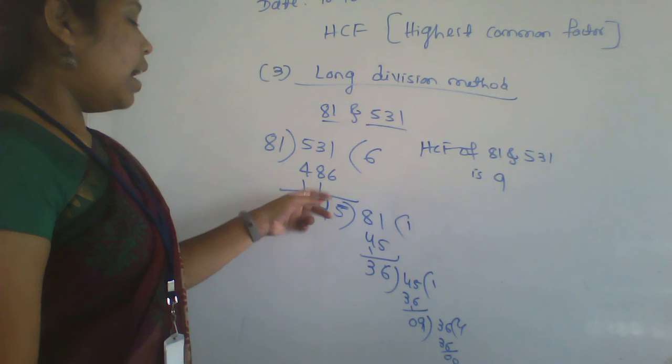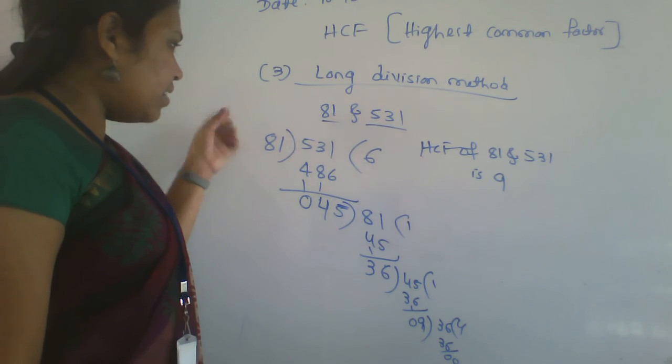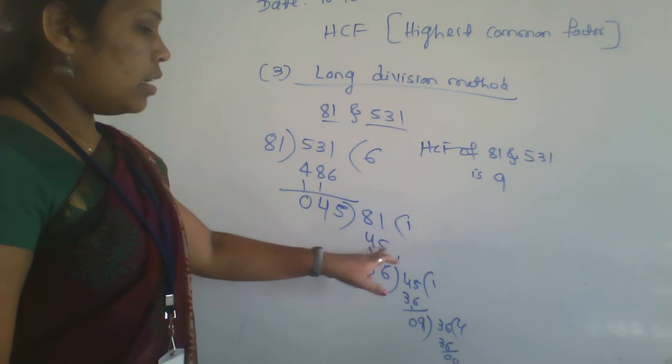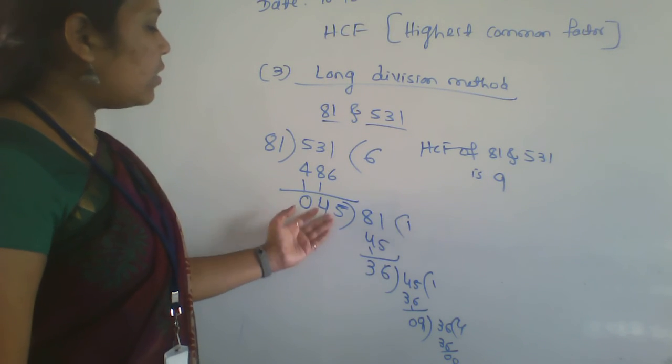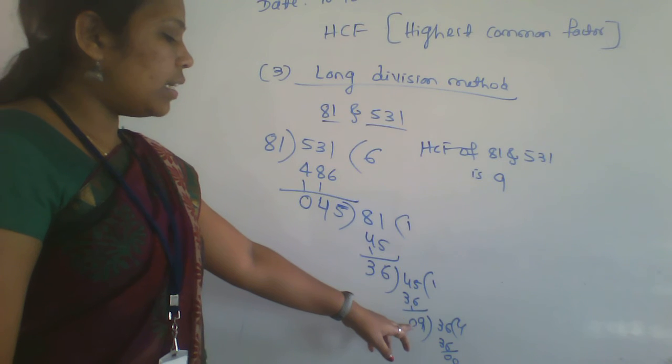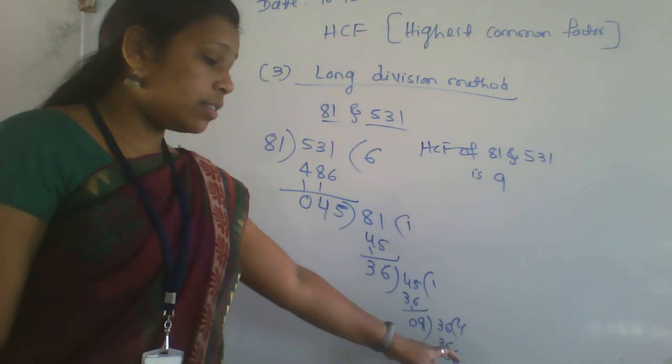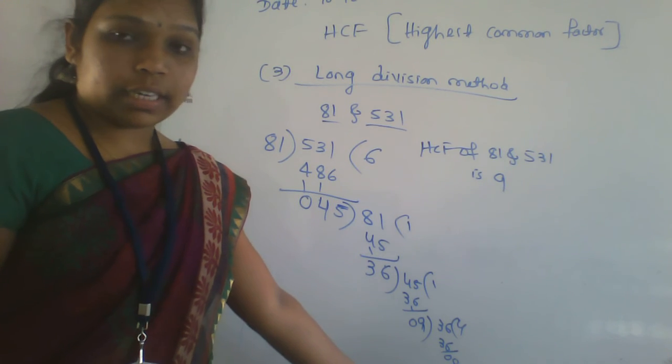Now divide and you will get one answer. Again divide this, take this one as the inside. Divide 81 by 45, so you will get this answer. Again divide this 45 here, so you will get the answer 9. And again divide this 36 by 9. The remainder we got is 0.